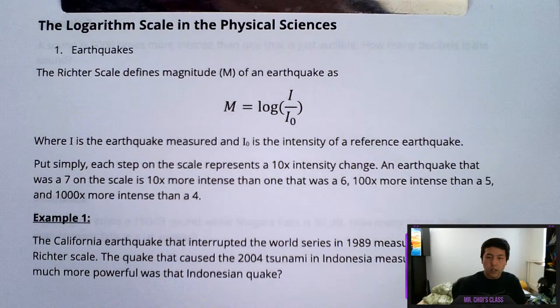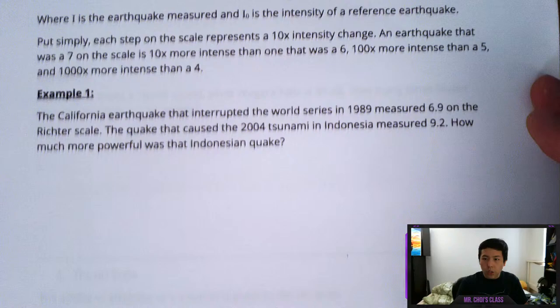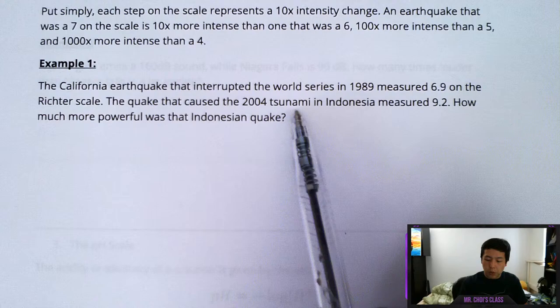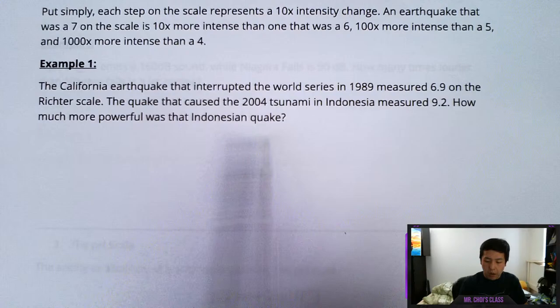Example one: the California earthquake that interrupted the World Series in 1989 measured 6.9 on the Richter scale. The quake that caused the 2004 tsunami in Indonesia measured 9.2. How much more powerful was that Indonesian quake?